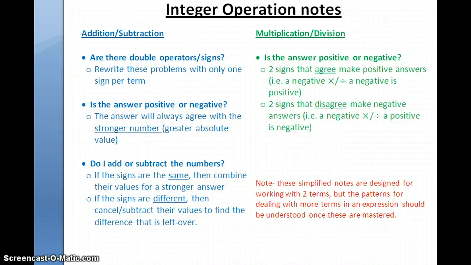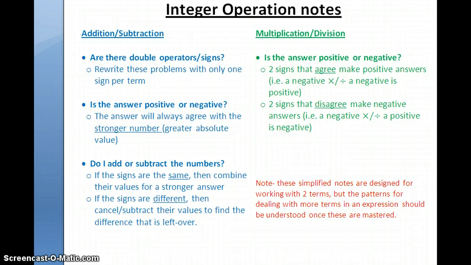So when you have a multiplication or division problem, and the two signs agree, meaning you have -2 times a -2, they're both negative, so they agree, they're going to make a positive answer. Same with if you had +2 times +2. They're both positives, so they're going to make a positive answer. Same thing goes with if it was a division sign.